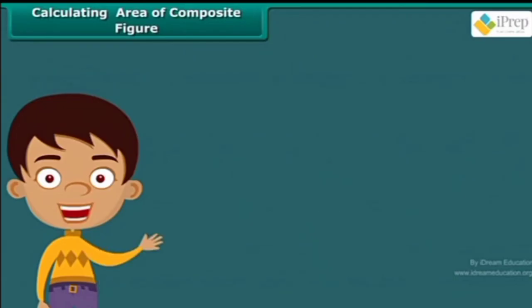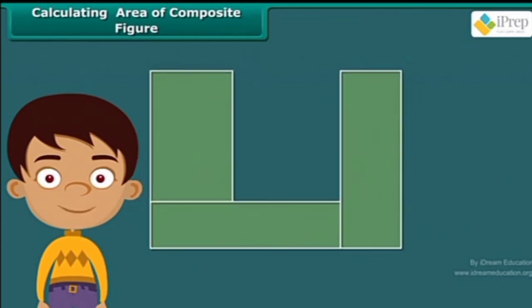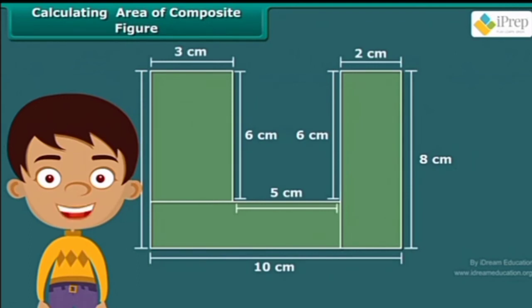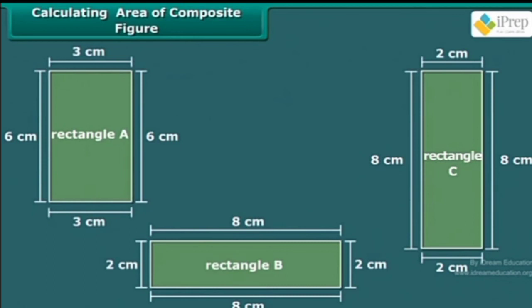We have had enough practice. Let us calculate the area of a shape that is made up of multiple rectangles. First, break the composite figure into individual rectangles. Calculate the area of each rectangle. Sum up the areas of all the rectangles to find the area of the composite figure.